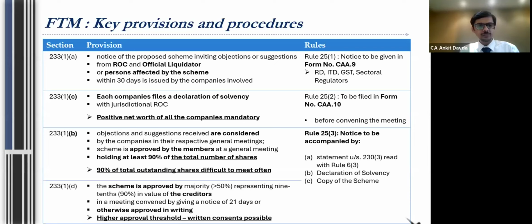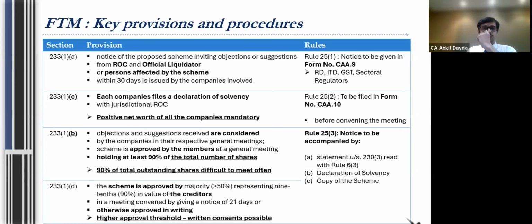So, meaning, under B and D, there is a process relating to convening of meetings of members and creditors. So before you initiate activities on B and D, you need to complete subsections A and C, so to say, that you need to file this notice with the concerned authorities or persons affected by the scheme in CAA 9, and the declaration of solvency in CAA 10.